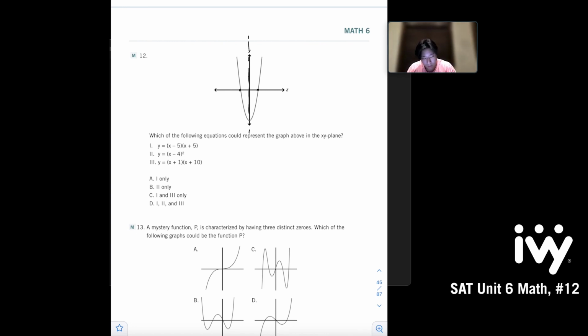Let's look at option 1 here first. We see that its roots are at +5 and -5, which, given that we don't know the scale of this graph, could potentially be true. So we're going to hold on to that one.